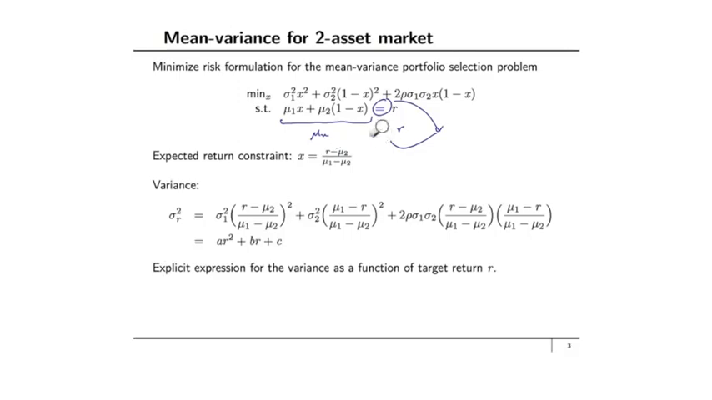So for now, let me erase all of this so that it becomes clearer what we are trying to do. What we are saying is, among all those portfolios that give me a return exactly equal to r, find me one which has the minimum variance.